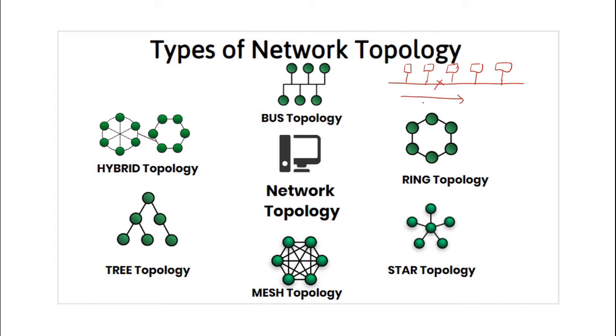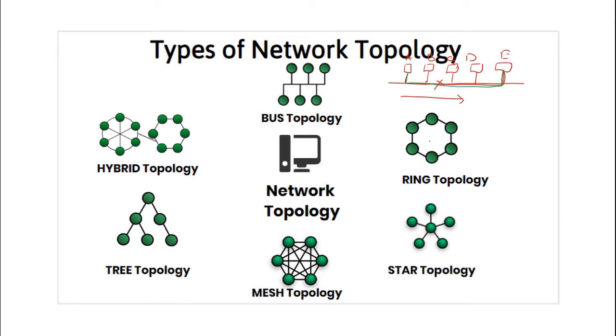There is one more problem in the bus topology. If any of the computers is communicating, suppose these are computers A, B, C, D, E. If computer A is communicating with E, it means that this line is busy, our traffic is busy, and in that case another computer cannot send traffic. Suppose A is sending to E, it means our line is busy and no other computer B, C or D will be able to communicate. So this was a big problem in the bus topology. That's why we do not use it much and we switch to other topologies.